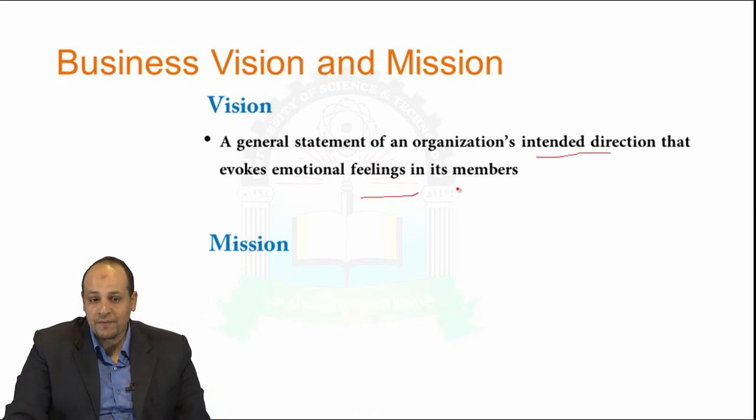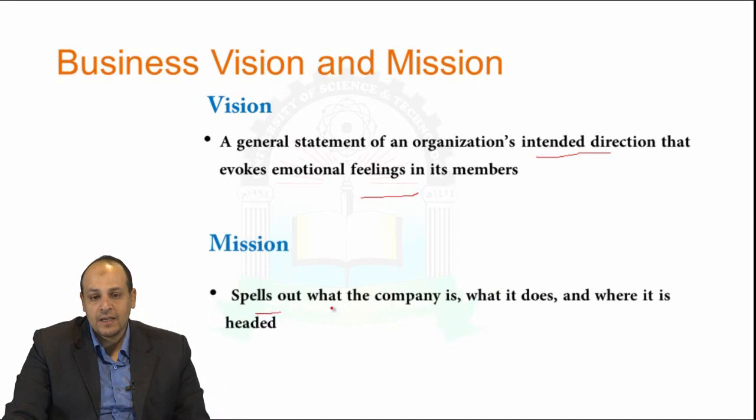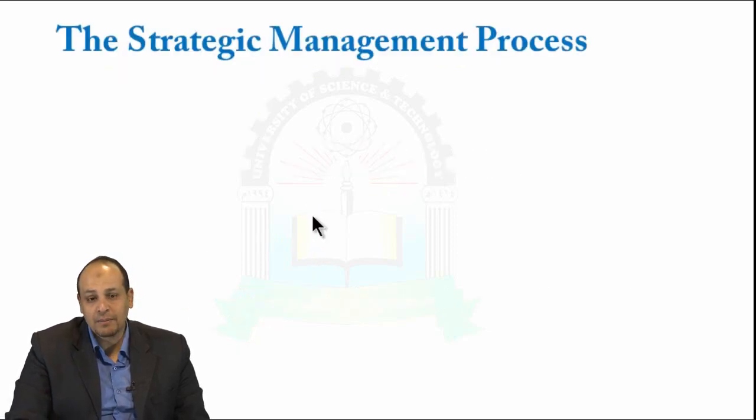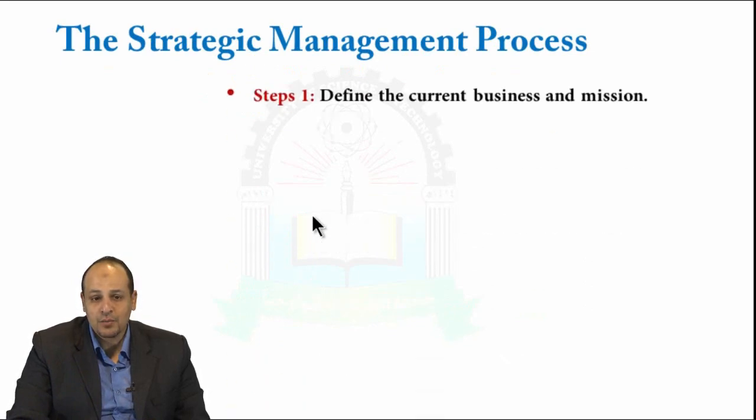As we have vision, we will definitely have the mission. Mission here is spelling out who the company is, what it does, and where it is headed. So mission is more detailed than vision. One way to adopt a strategy to reach the vision is through mission. That is why we try to break it down into some activities within this mission.